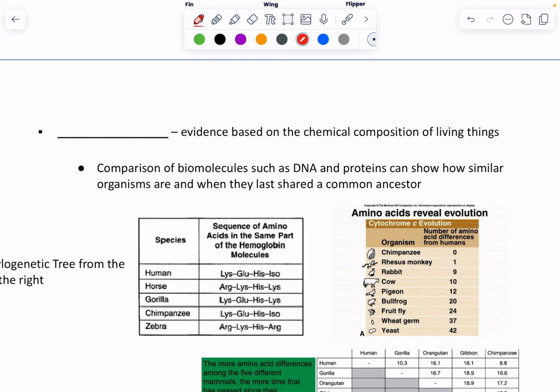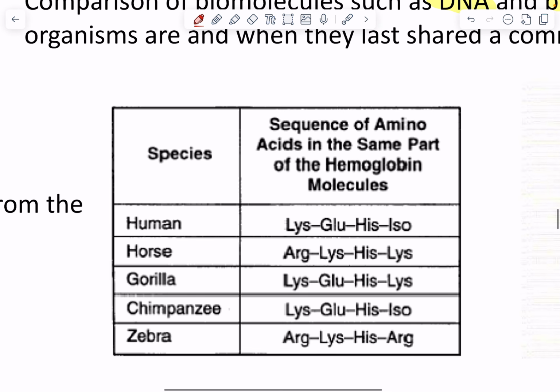So moving on from that, the next one is one of the most important ones: biochemical. This has become more recent technology that has helped us understand how closely related living things are. And so we can look at the DNA and proteins to show how similar organisms are. Right? Proteins, we can look at the amino acids in the same part of molecules.